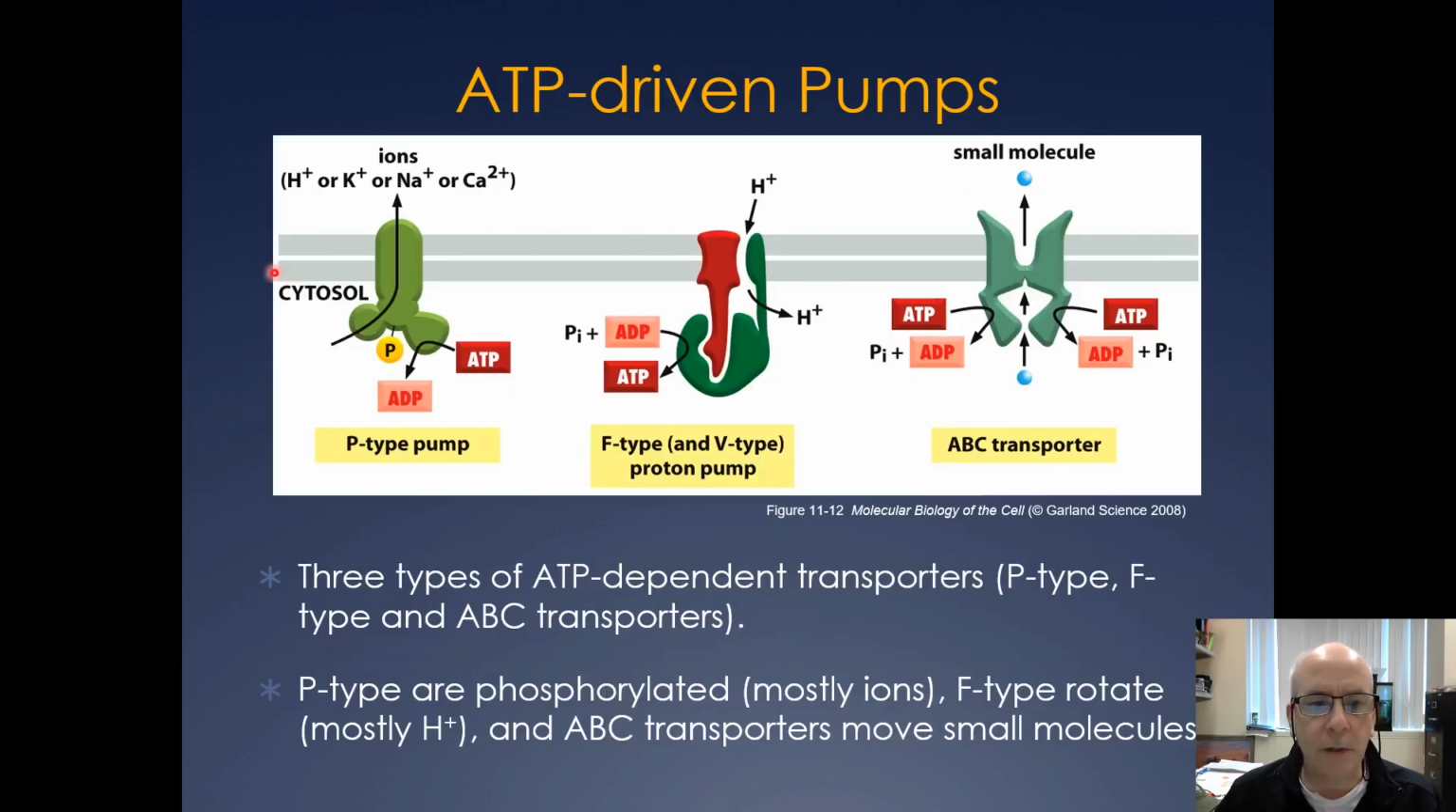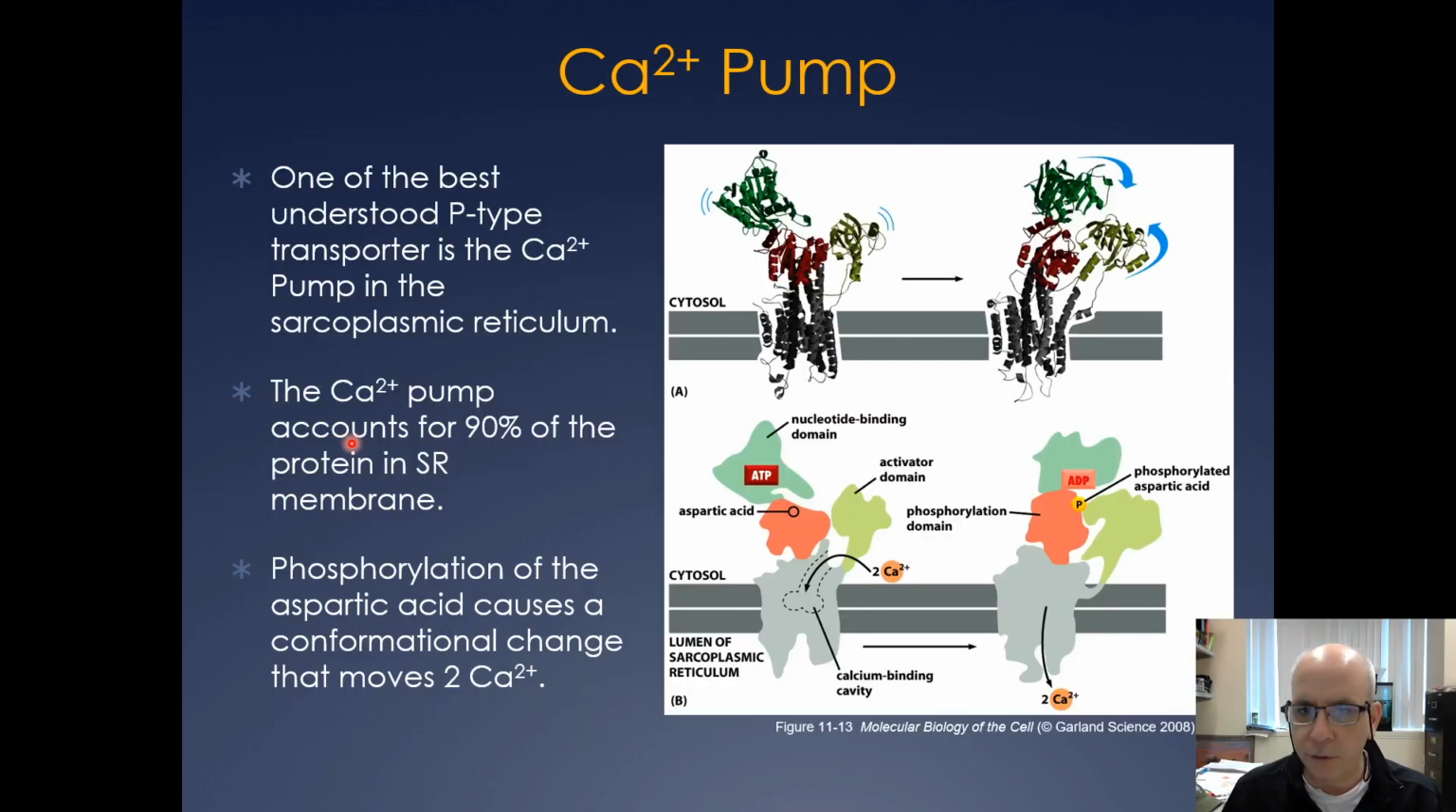But in the case of the P-type here, here's the calcium pump that's actually in the sarcoplasmic reticulum. Okay, so this protein actually makes up 90% of the protein in the sarcoplasmic reticulum membrane. And here's how it pumps calcium into the lumen of the sarcoplasmic reticulum. Okay, so if you can see, it just undergoes that conformational change, and there's a phosphorylation event that occurs.